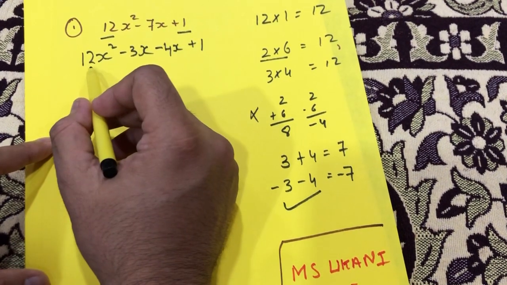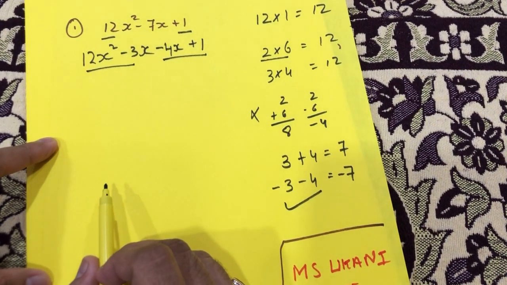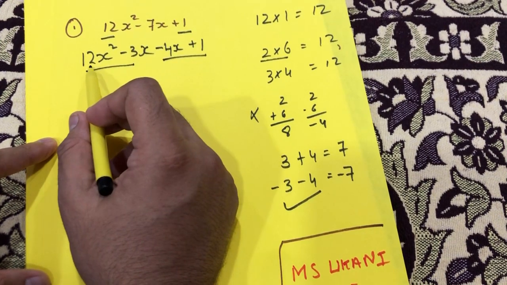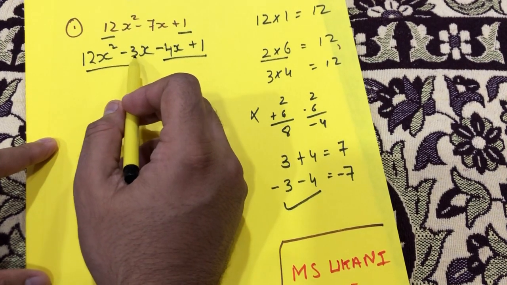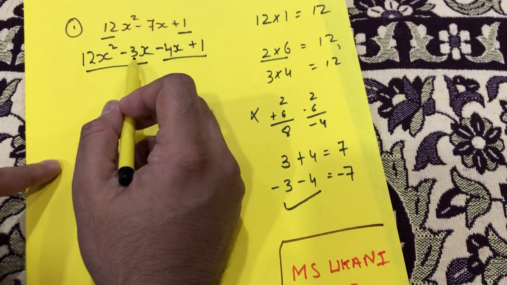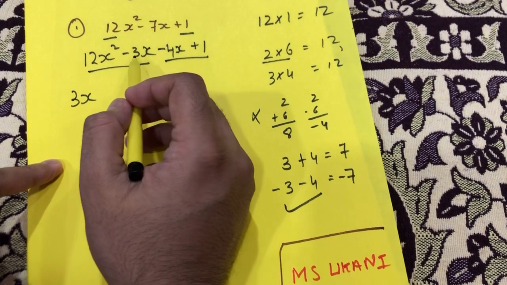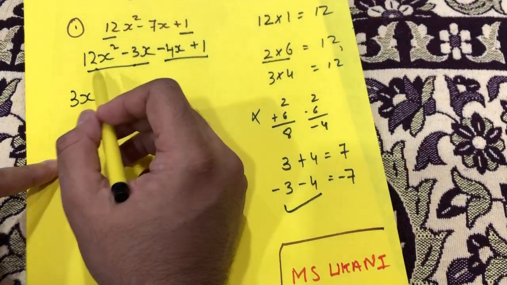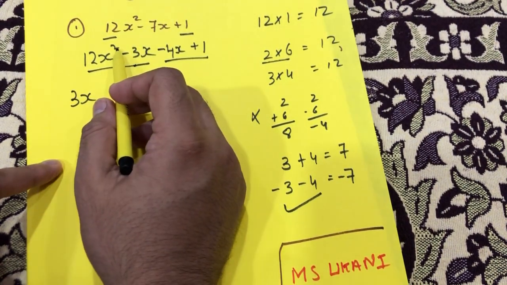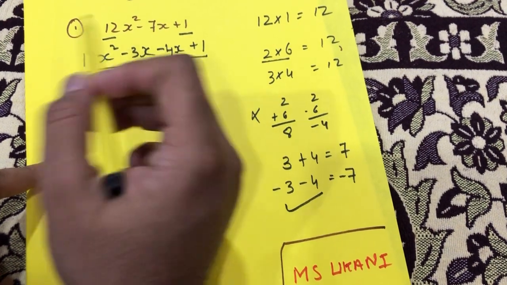Now we have to make two pairs: the first 2 terms and the last 2 terms. Now observe, from the first pair, that is 12x square and minus 3x, we have to take out the common. So the common will be 3x. How? Because in the table of 3, both 3 and 12 come. Here 12x square is there and here 1x is there, so 1x will come out.